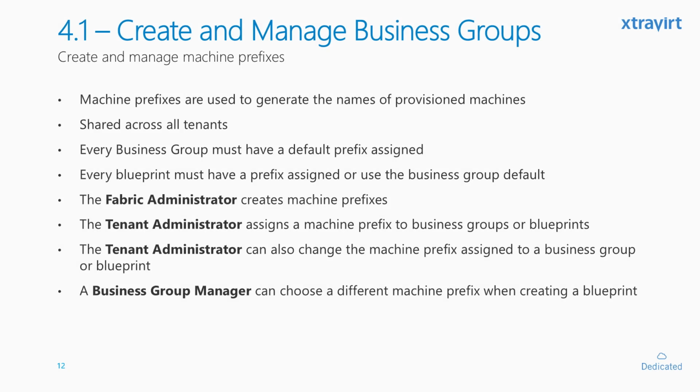So machine prefixes are next, and that's create and manage machine prefixes. So we know that the machine prefixes are used to generate names of provisioned machines in IaaS. The Fabric administrator actually creates these, and as a consequence, they're shared across all tenants. Every business group must have a default machine prefix assigned, as you've just seen. It was a required property. And also every blueprint must have a machine prefix assigned.